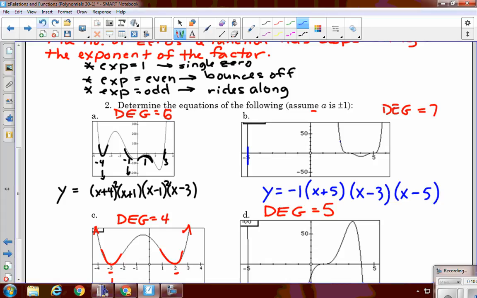Now when we examine the one through 3, it does this kind of ride along. So that means its power, or its exponent on that factor, has to be an odd number. So let's try a 3. That's odd. And here it's doing the ride along again at 5. So that again would probably relate to an exponent of 5 on that factor. Now if we examine the number of x's we have, here I have 1, 2, 3, 4, 5, 6, 7. There's my degree 7.